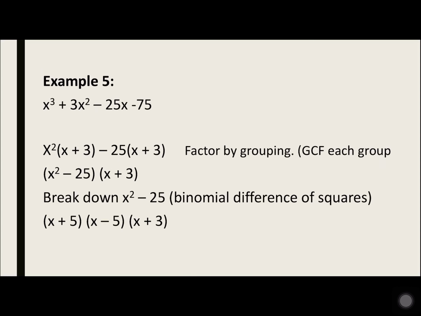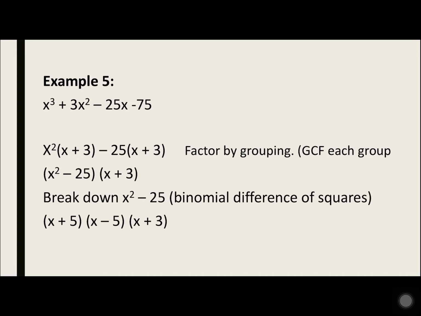Example 5, x cubed plus 3x squared minus 25x minus 75. We're going to factor by grouping because there are 4 terms. First, you take the GCF of each group. So the first two things have x squared in common, which would leave x plus 3, because x squared times x is x cubed. X squared times 3 is 3x squared. The second two things have a negative 25 in common.